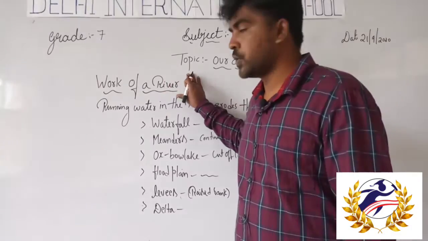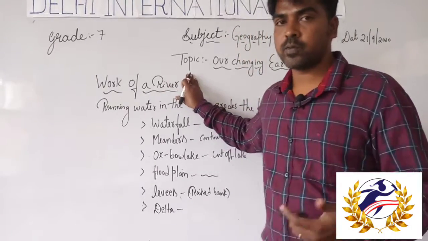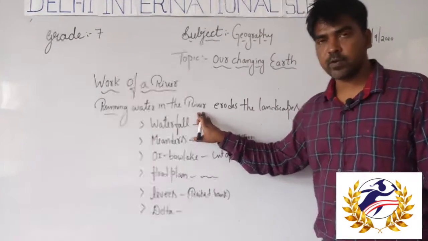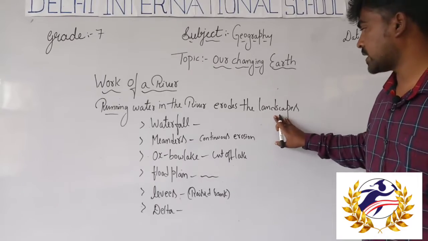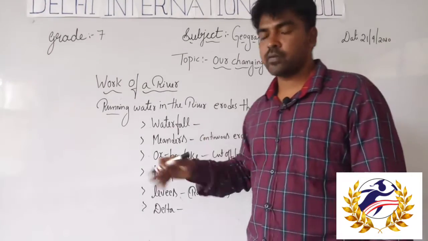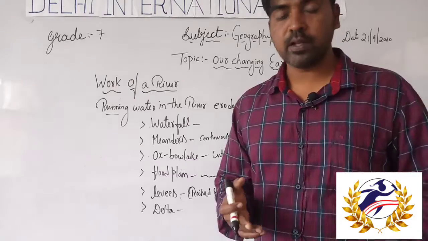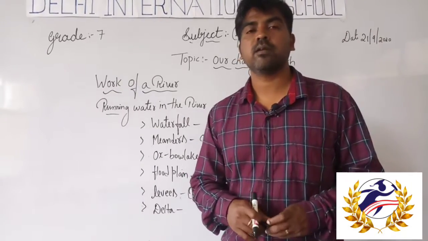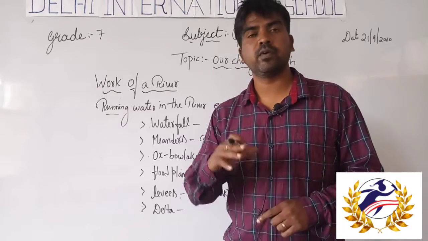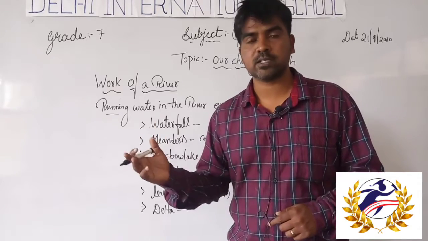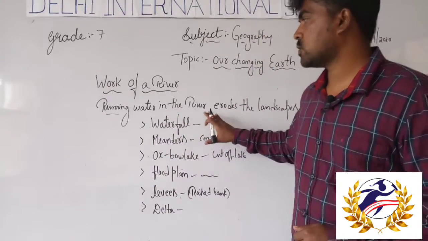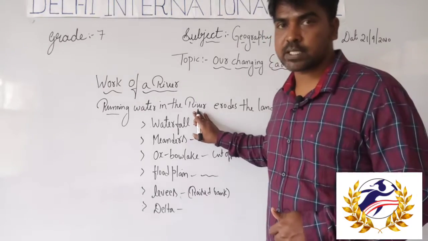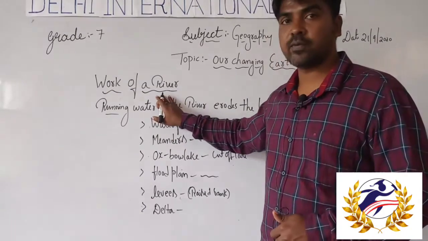So what will happen due to the work of the river? What will happen usually? The running water in the river erodes the landscapes. I think everyone is familiar with how the rivers flow, especially in the monsoon, not in other seasons. Only in monsoon the river will overflow and flow very fast. During those times, we can see many types of landforms due to the work of the river.